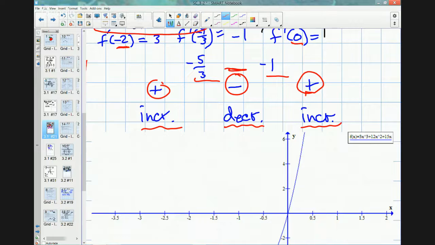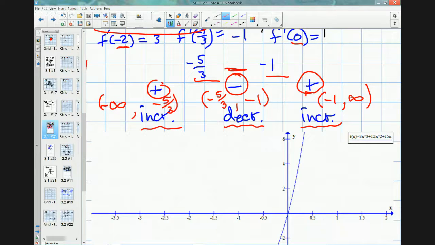So from -1 on, this is the interval from -1 to positive infinity, that's increasing. Then we have the interval from -5/3 to -1, and that's where it's decreasing. And then we have everything to the left of -5/3, so we would write that interval like that, and there it would be increasing.